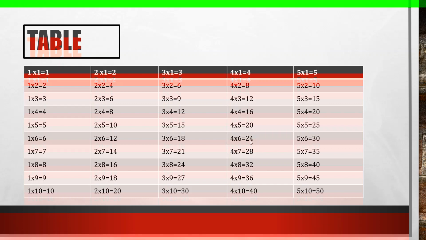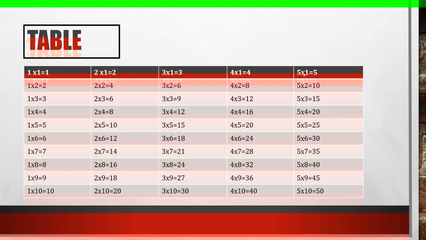4 times 6 is equal to 24. 4 times 7 is equal to 28. 4 times 8 is equal to 32. 4 times 9 is equal to 36. 4 times 10 is equal to 40.